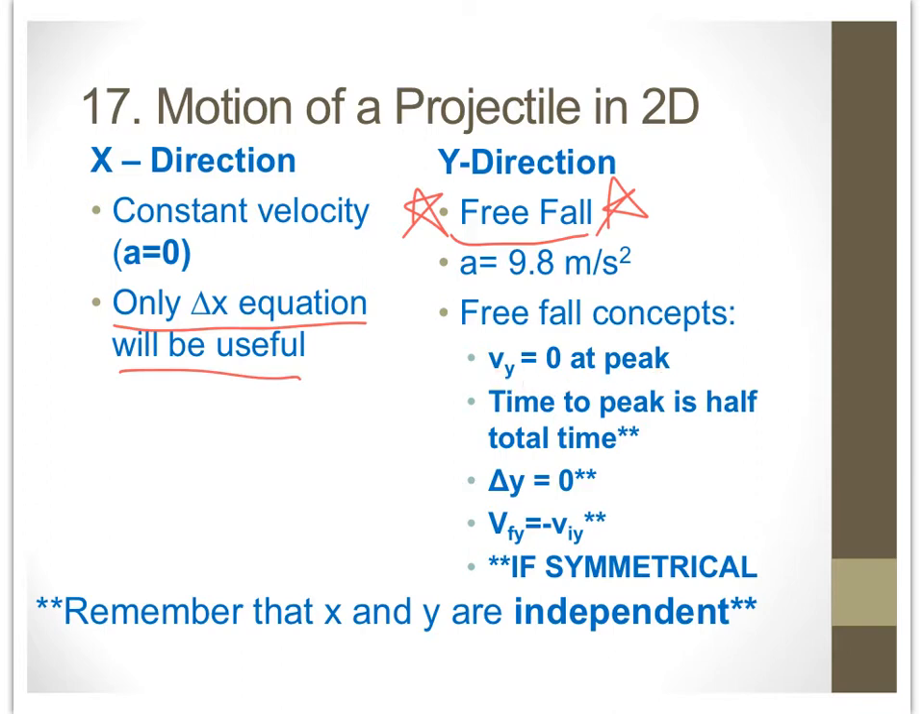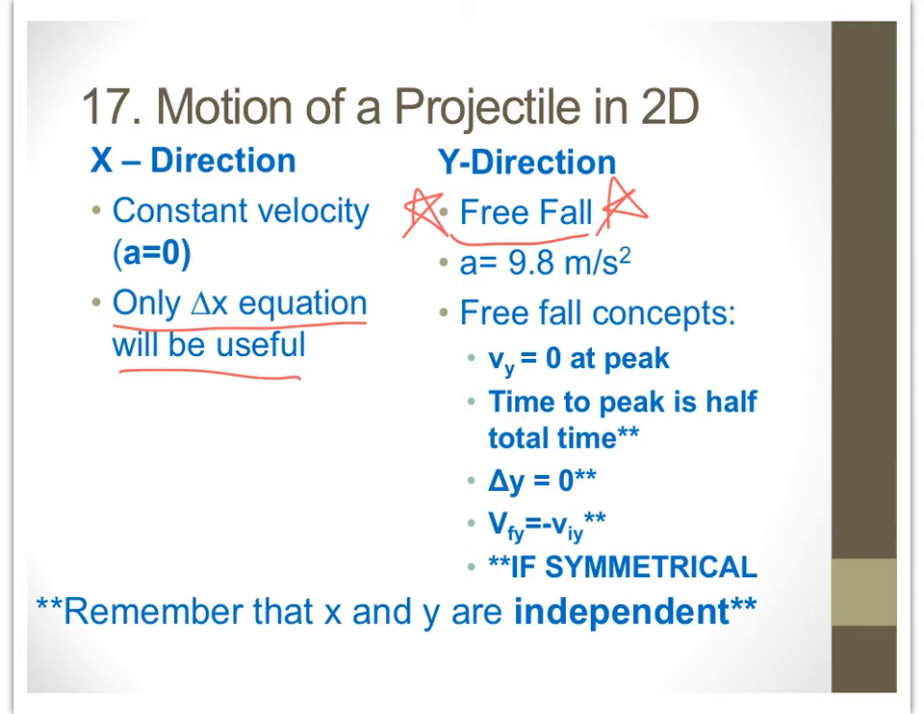The y velocity at the peak is 0, okay? The time to the peak is half the total time. Your y displacement is going to be 0, and your final is going to be the negative of your initial. Now, these three are only if it's symmetrical, okay? But all those concepts that we applied to free fall before, those are going to apply to the y motion of an object undergoing projectile motion, because in the y direction, it is free fall.